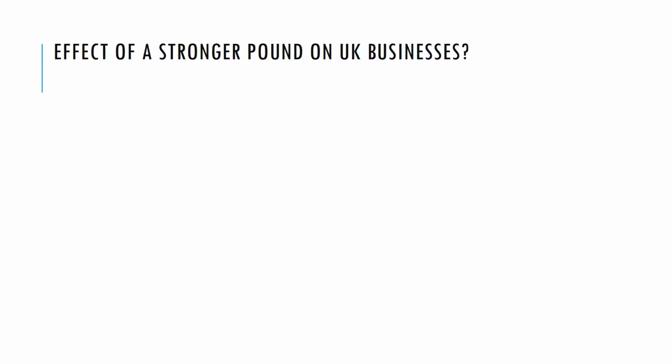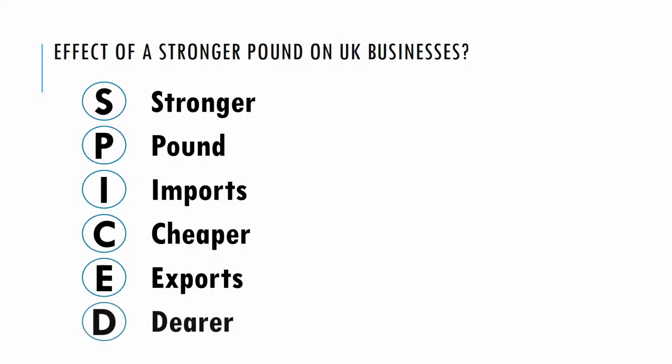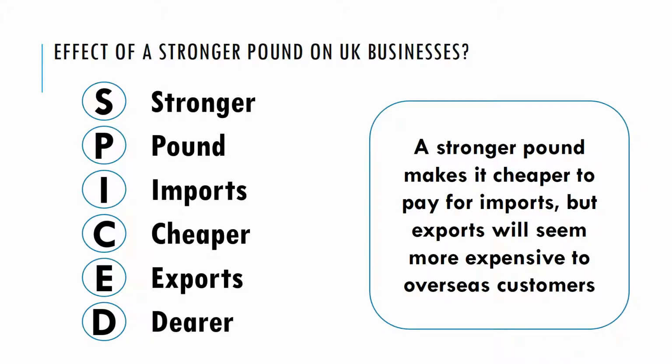So let's have a look at the effect of a strong pound. When the pound has a strong value, a high value, what is the effect on UK businesses? I'm going to say one word to you: spiced. A strong pound makes imports cheaper and exports dearer. Imports are products that we buy that come from abroad, and exports are products that are made here that we sell to customers abroad. So spiced is a good way to remember the impact of a strong pound. It makes imports cheaper and exports dearer. It's cheaper to pay for imports, and exports will seem more expensive to overseas customers.